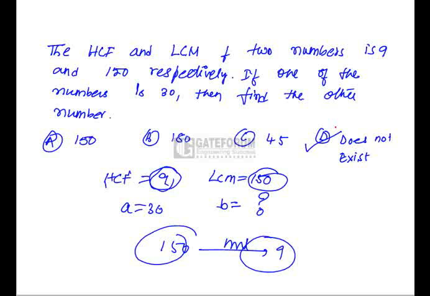Or if you want it in a more simplified way, the numbers must always be multiples of HCF. But 30 is not a multiple of 9. So clearly we can say that the given data is wrong. Hence the answer is does not exist.